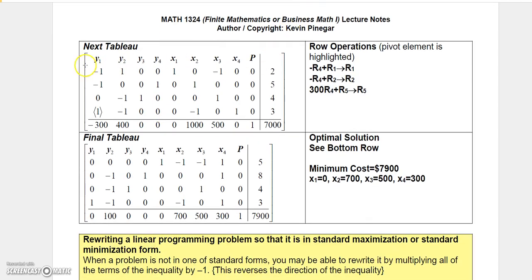And now on this one, the most negative indicator is actually right here, negative 300. Well, I can't use the negative 1 because they're not positive. I can't use the 0 because they're not positive. So the only place that I can pivot here is off of this 1. So to pivot, I'm going to just take row 4 and add it to row 1 to cancel that negative 1. Then take row 4 and add it to row 2 to cancel that negative 1. Then multiply row 4 by 300 and add it to row 5 to get rid of the negative 300.